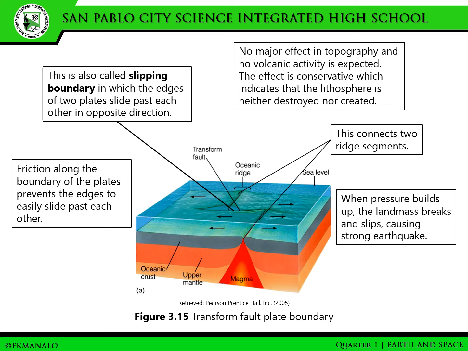The effect is described as conservative, which indicates that the lithosphere is neither destroyed nor created. As seen from the picture, there are two oceanic ridge segments on which divergent plate boundary movement happens. And as the transform fault plate boundary movement occurs, this connects the two ridge segments together.